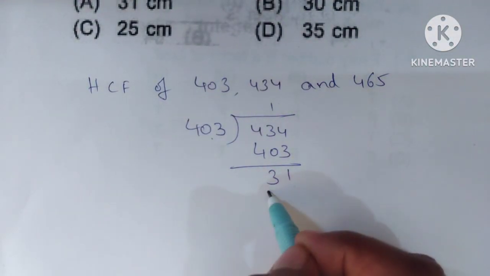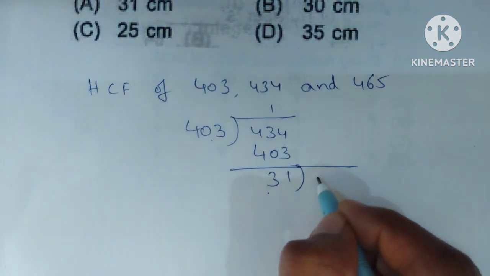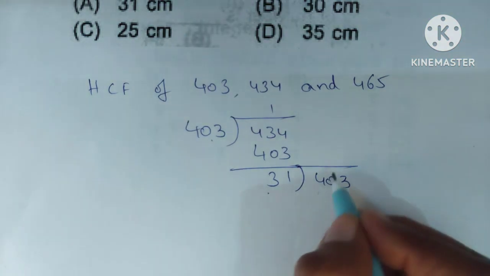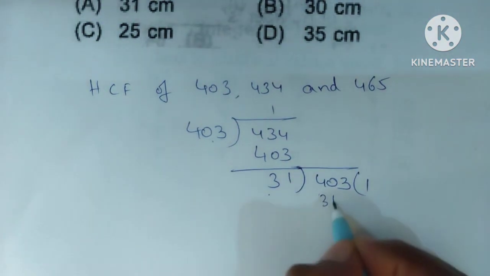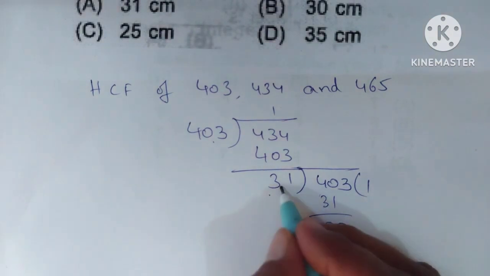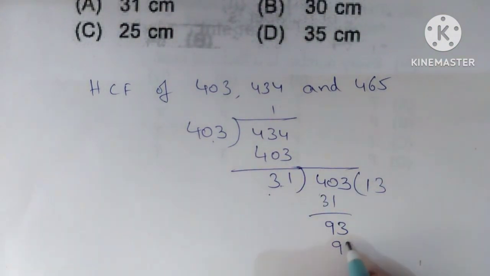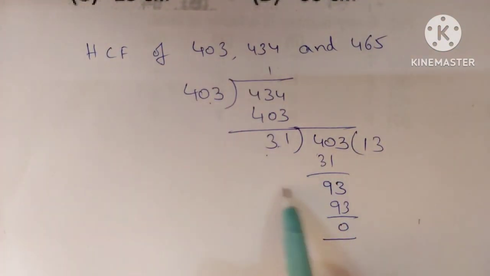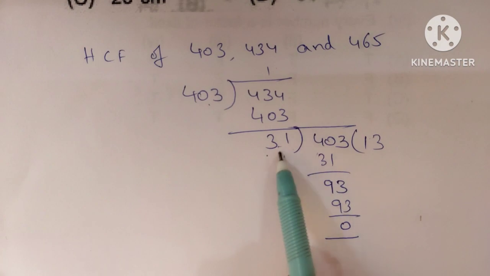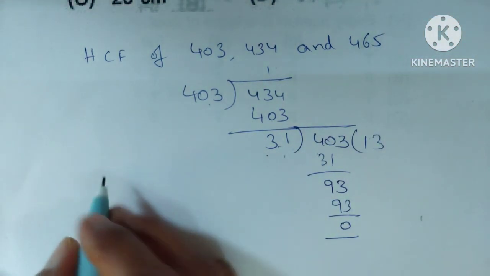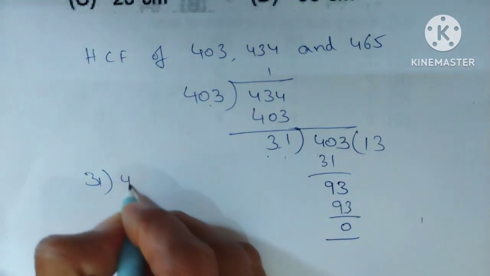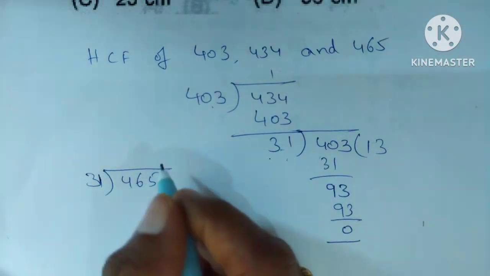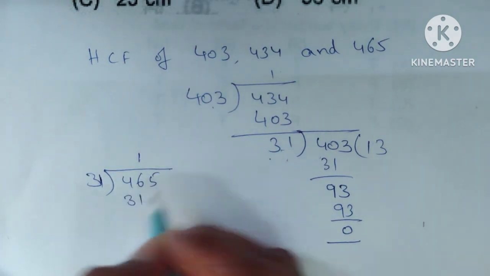Again this 403 is divisible by 31. So 403: 31 1s are 31, 31 3s are 93. So the HCF of these two is 31, and again we have to find the HCF of 31 and 465. So 31 and 465, which is 31 1s are 31.